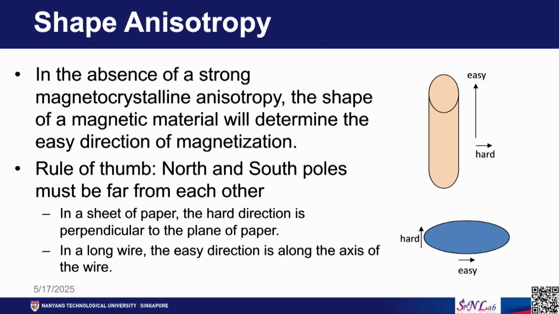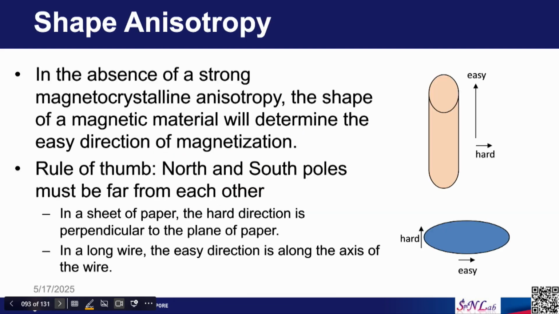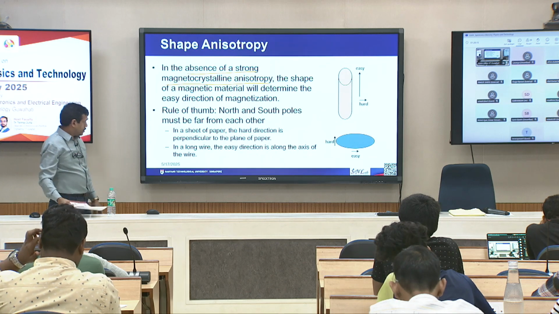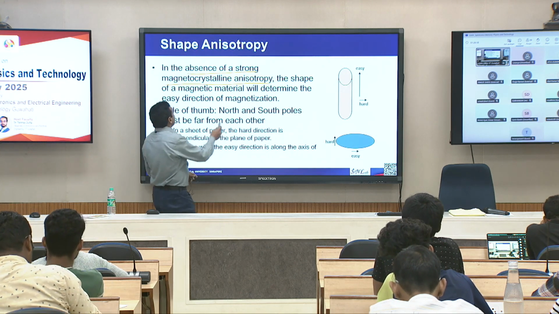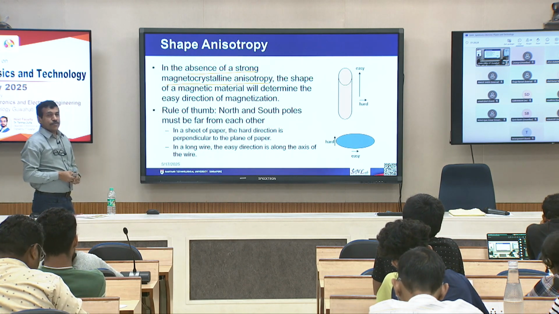So, the shape anisotropy is usually dominant in the absence of a strong magnetocrystalline anisotropy. Let us say there is no other form of anisotropy. There is no magnetocrystalline anisotropy. Then you prepare certain material into a cylindrical shape or the shape of a paper. Then because of the shape, there will be some easy direction and hard direction, and that is called shape anisotropy.